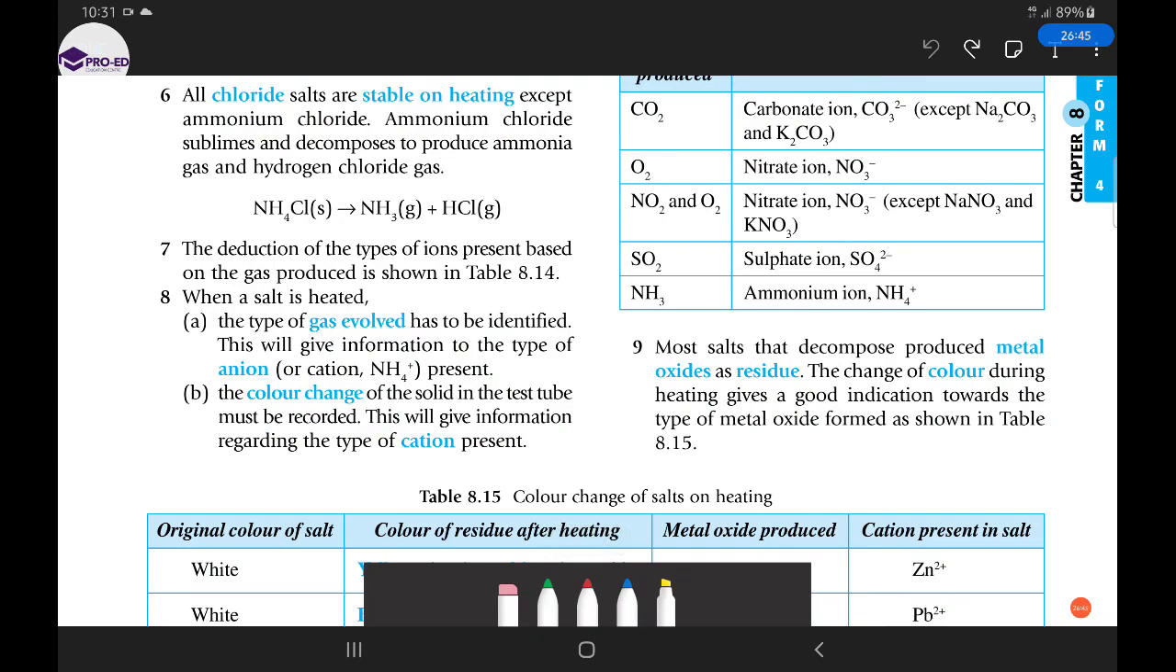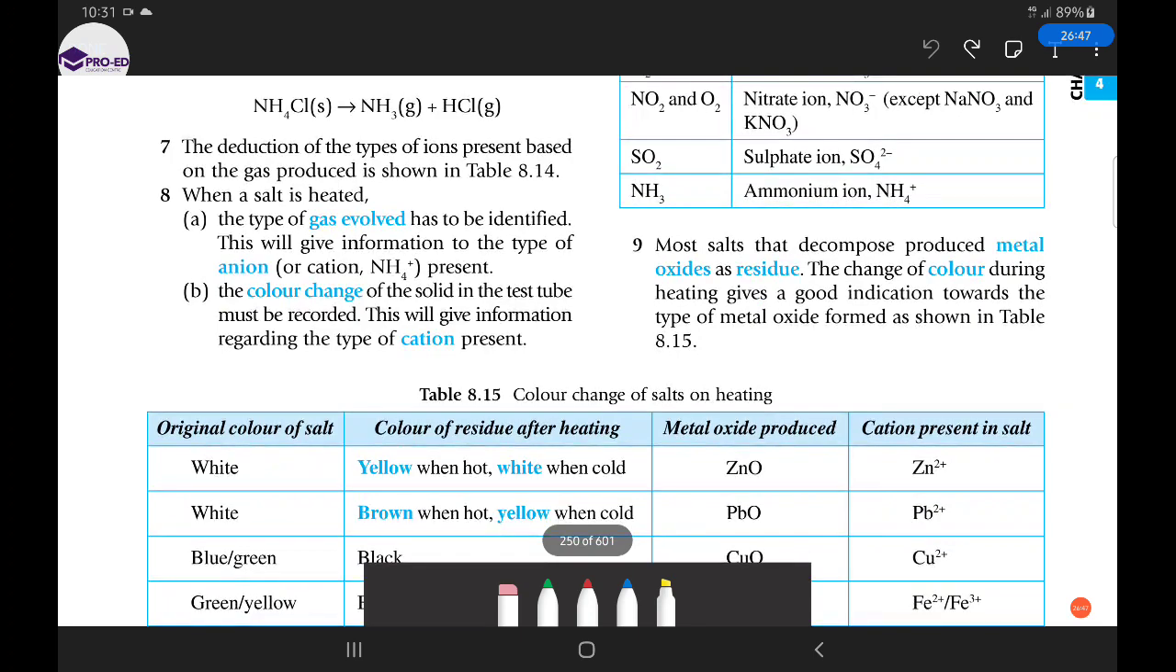Let's go back to number 8 on the left here. They said, when a salt is heated, A, the type of gas evolved has to be identified. This will give information on the type of anion or cation present. Most of the time, if a gas is evolved, it is to identify an anion. The only time a gas is evolved and we identify a cation is if it's an ammonium ion. Only when you get ammonia gas do we determine the cation, which is ammonium ion. Otherwise, we're always determining the anion.